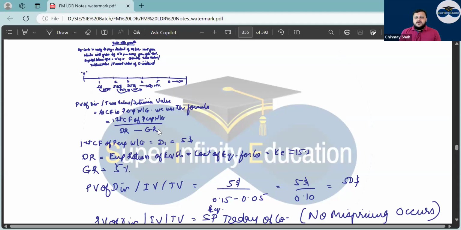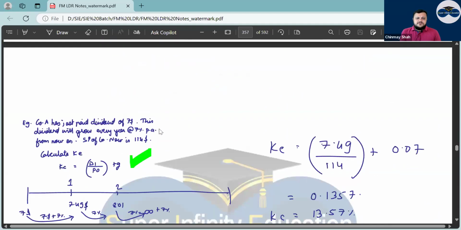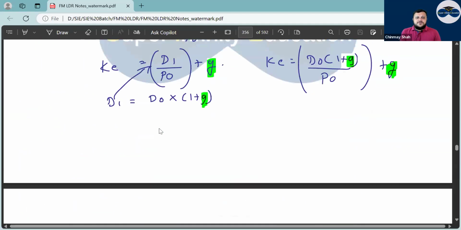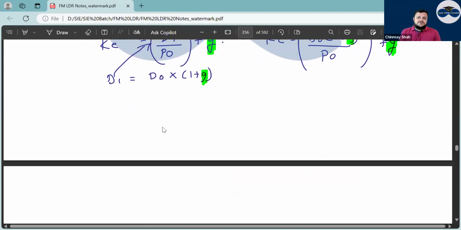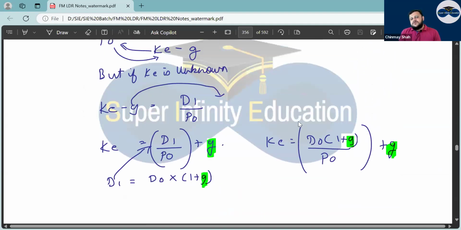The derivation of the formula is from perpetuity with growth. First cash flow of perpetuity with growth divided by what? Your discount rate minus the growth rate. Your discount rate is nothing but KE. Correct? So if we have to find KE, have a look at the formula. Also, D1 is equal to D0 into 1 plus growth rate is one formula, if D1 is not directly given. So your basic formula is KE equal to D1 upon P0 plus G.